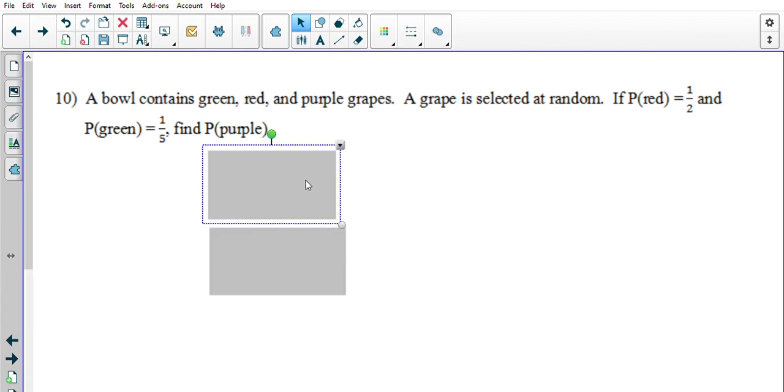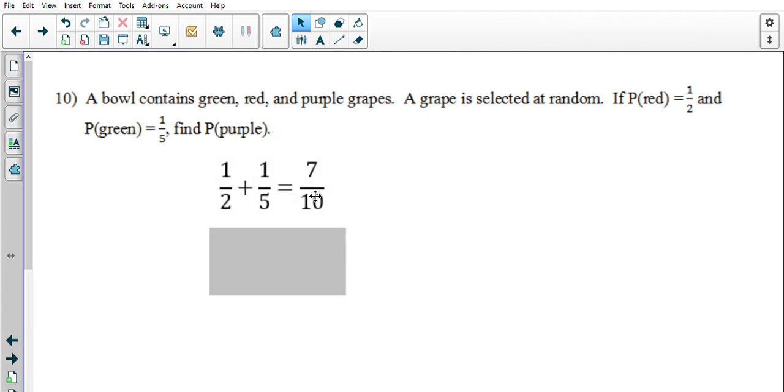Well, in this problem, let's add the 1/2 and the 1/5 to figure out the total probability of selecting red or green, which will be 7/10. So if all we have left in this bowl is purple grapes, let's do 1 or 100% and subtract off the 7/10, which is 3/10. And again, if you have a calculator, that makes things a little easier, but you should have 3/10 left over.